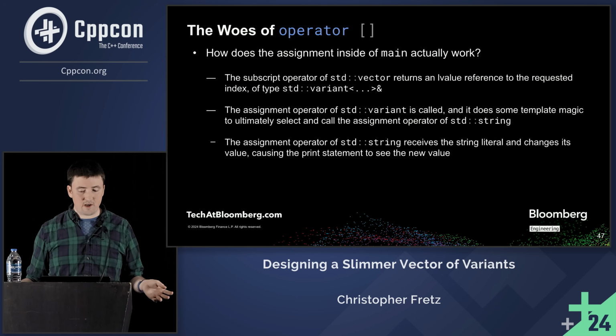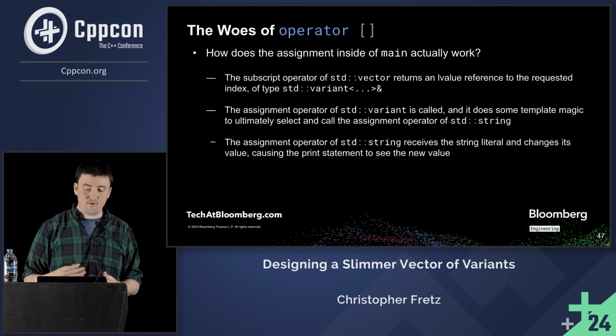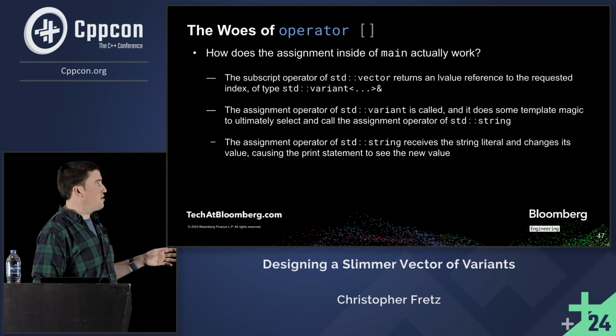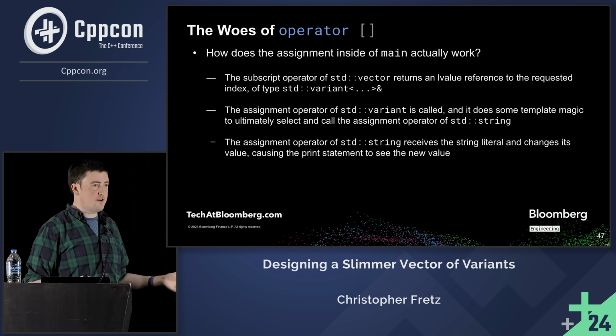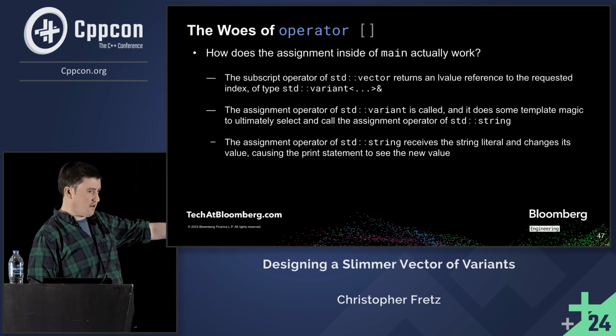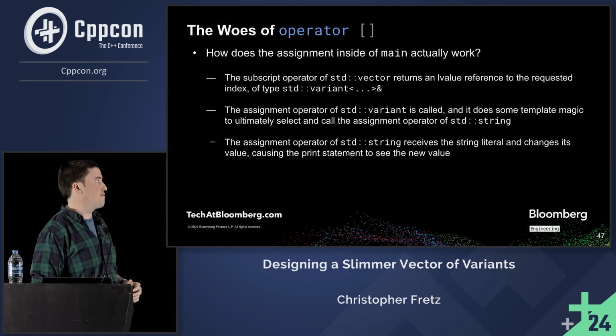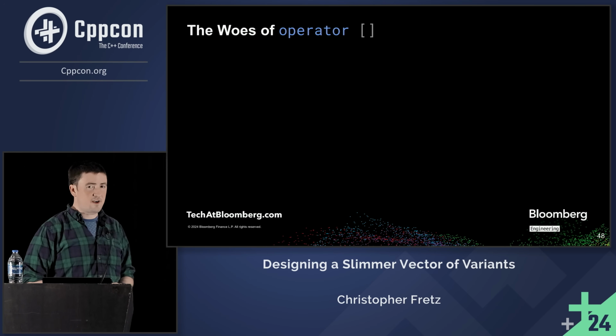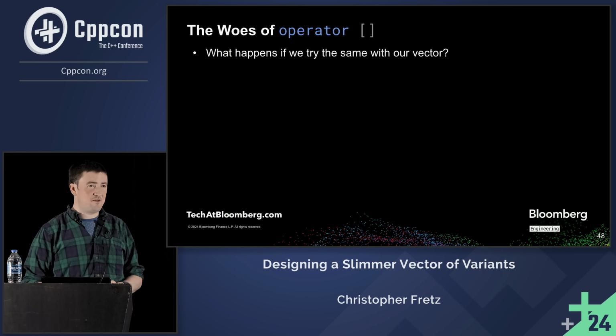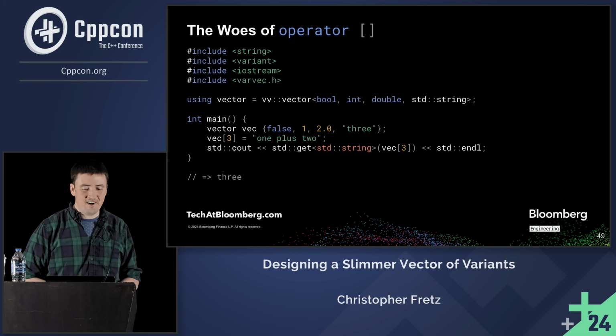And so then the assignment operator of std::string inside of the variant receives the string literal, changes its value, and then causes the print statement to see the new value. So this is how it works in a standard workflow. Again, hopefully this is review and not surprising. So this kind of begs the question, what happens if we try to do the same thing with our vector?